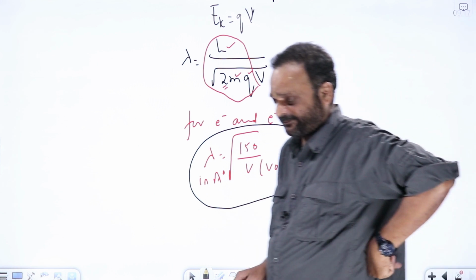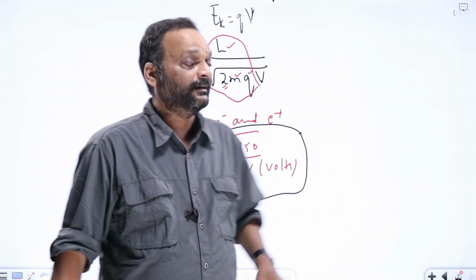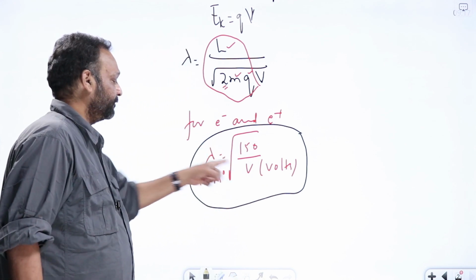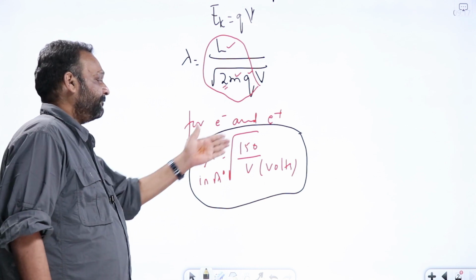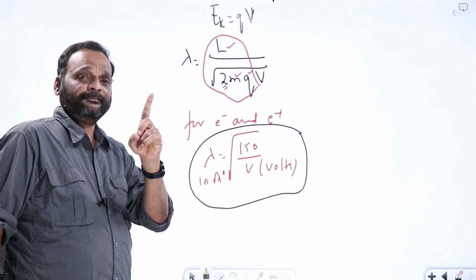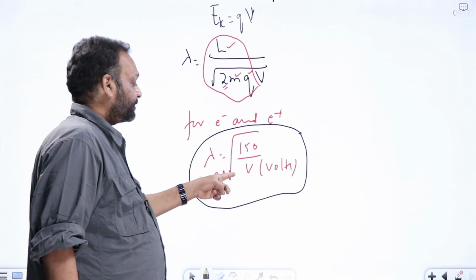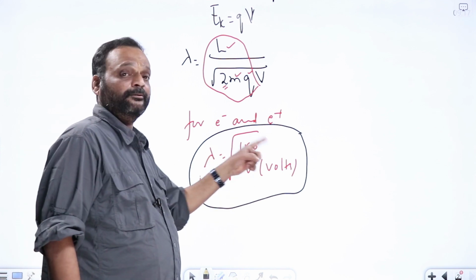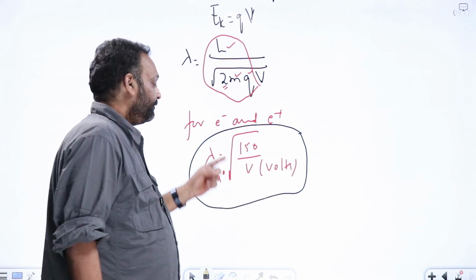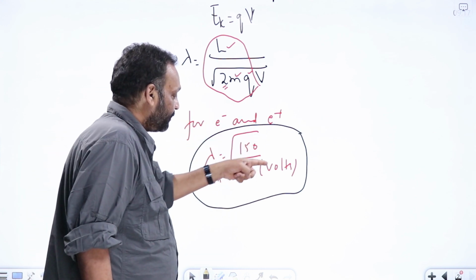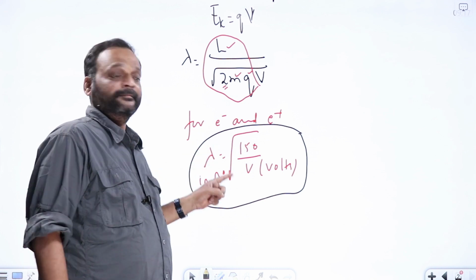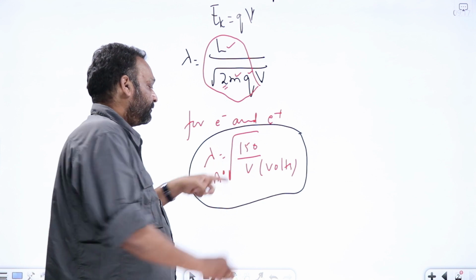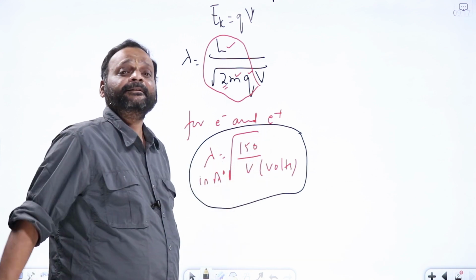In an objective exam, if an electron is accelerated through a potential difference of 150 volts, what is its de Broglie wavelength? Lambda equals root 150 by 150, so lambda equals 1 angstrom. Accelerated through 75 volts: root 150 by 75 is root 2, 1.414 angstroms. Through 50 volts: root 150 by 50 is root 3, 1.732 angstroms.